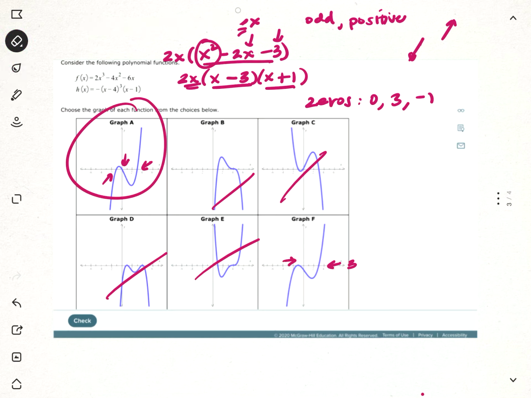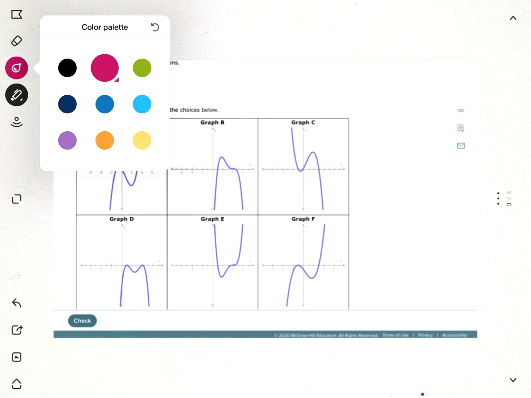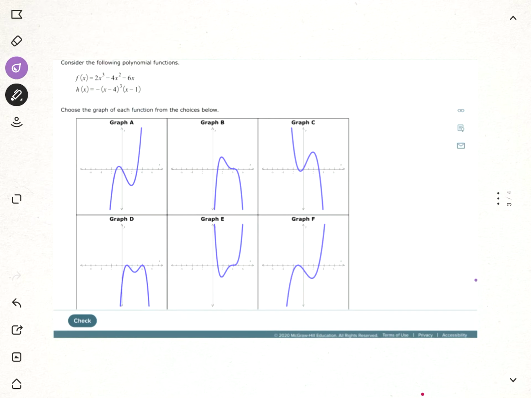Okay, so let's erase this and do H. For H, we have negative x minus 4 cubed times x minus 1. Because it's already factored, let's find our zeros. Zeros are at 4 minus 4 is 0, and 1 minus 1 is 0. Now let's figure out our leading term. We have this cubed with our x, so x cubed times 1 more x is x to the 4th, and our sign is negative. So we're looking at negative x to the 4th.